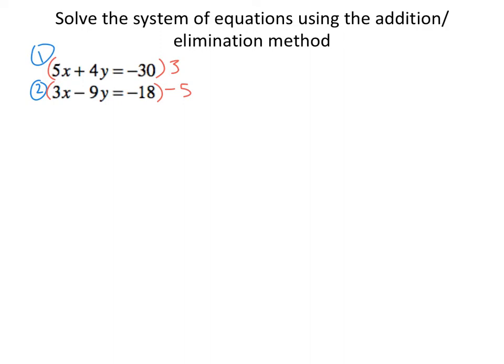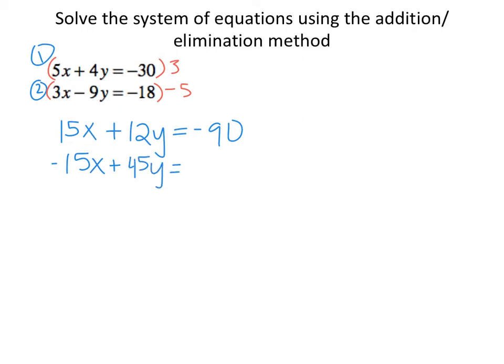In this next step, I'll distribute the numbers that I'm multiplying by. So 3 times 5x, I'll have 15x. 3 times 4y, we have 12y is equal to negative 90. Now I have negative 15x. 5 times 9 is going to be 45. Plus negative times negative is positive. 45y is equal to 5 times 18. That's going to be 95.